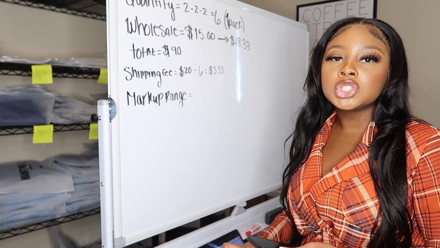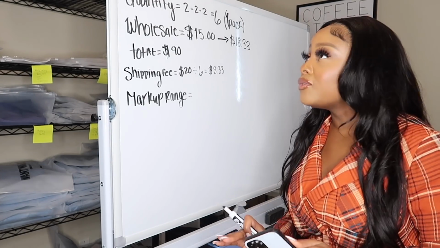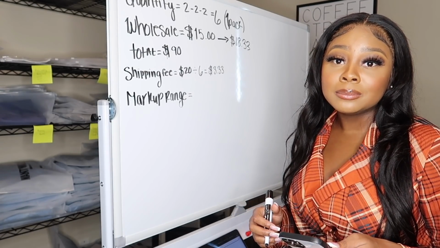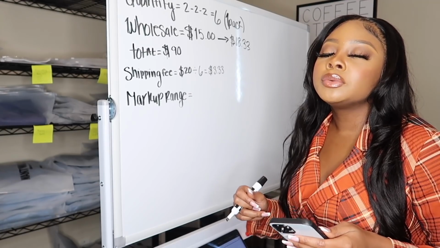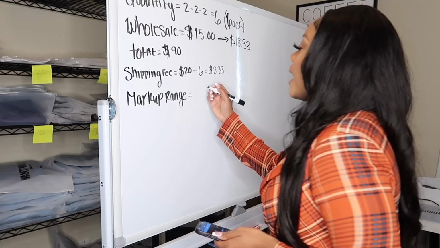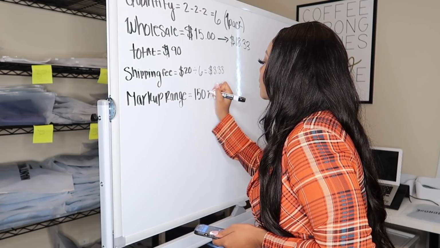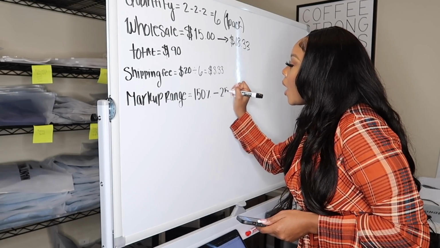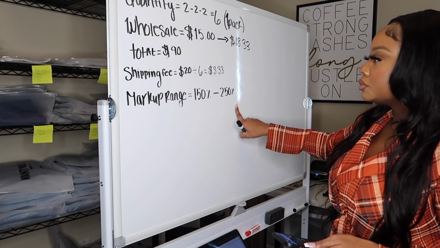So you want to make sure that you have some type of product markup range. I highly recommend never having a markup range lower than 120%. You guys have to make sure that you're generating some type of profit. Me personally, I have a markup range of 150% all the way to 250%, which can be quite high. So this is my markup range, right?